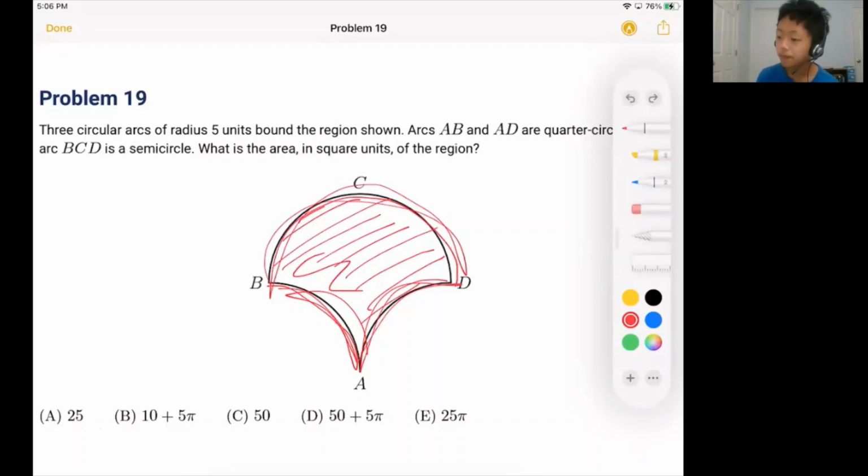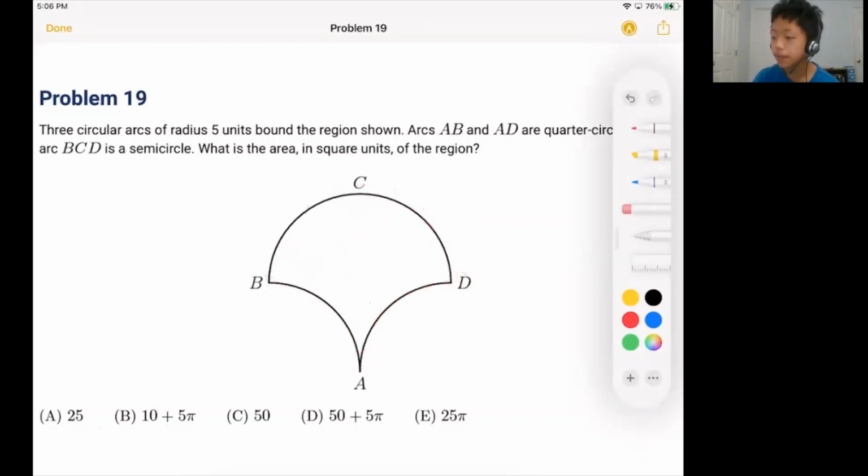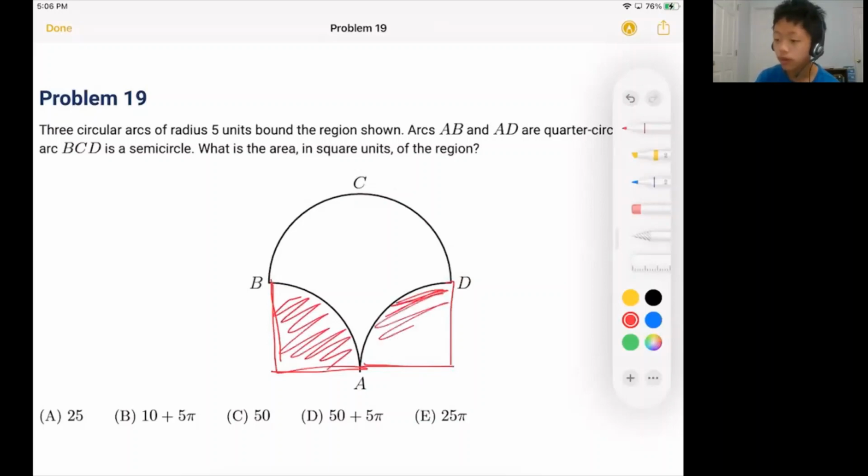The idea to look at this question is that we're given that arcs AB and AD are quarter circles. So I can say this red quarter circle here and this red quarter circle here are quarter circles, because that's what's given in the problem. Arcs AB and AD are quarter circles, and arc BCD is a semicircle.